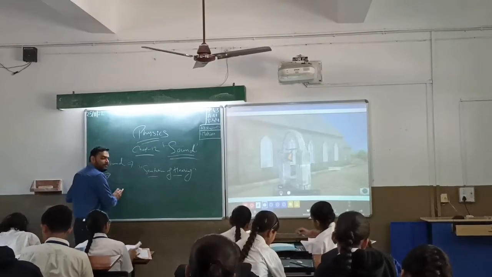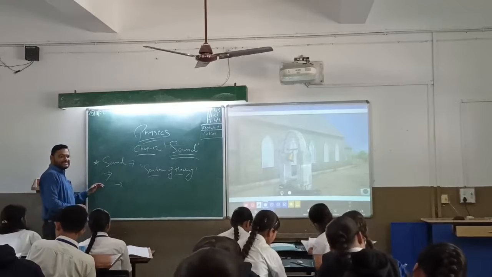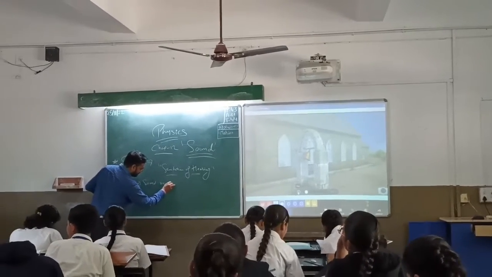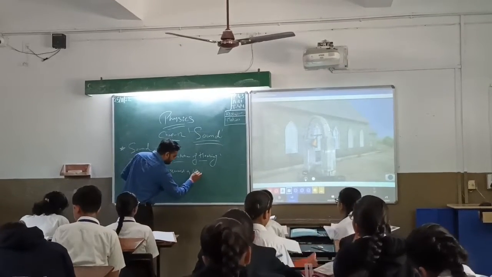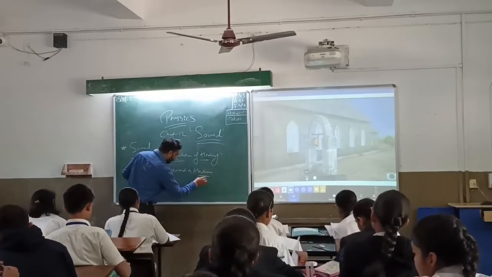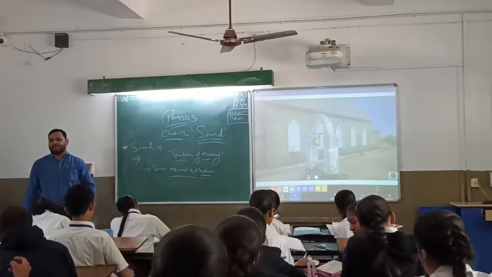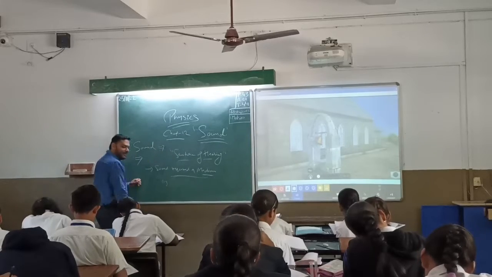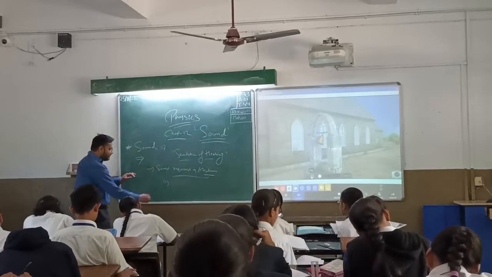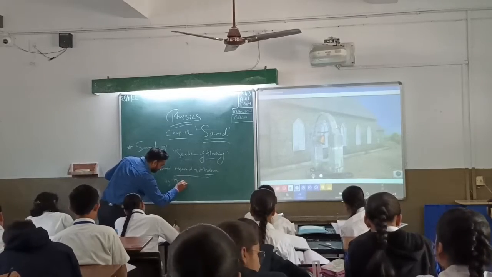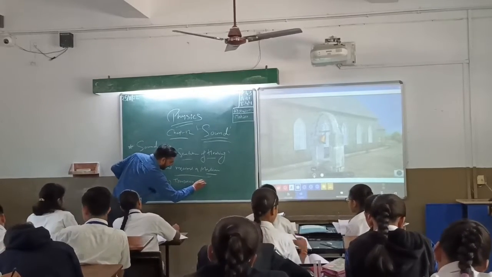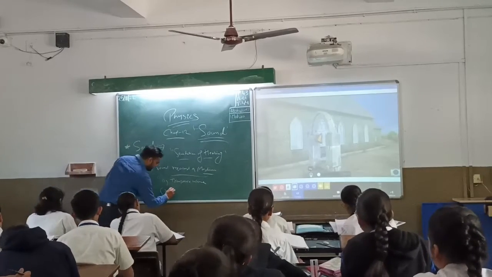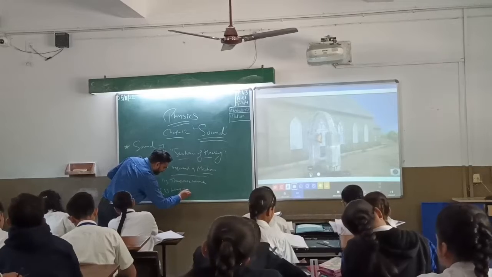Now sound requires a medium. What does required mean? We can say sound requires a medium. If a medium is there, then sound is produced, sound is generated. There are two types of wave. That is, first one is what? That is the transverse wave. Another one, the second one, is the longitudinal wave.